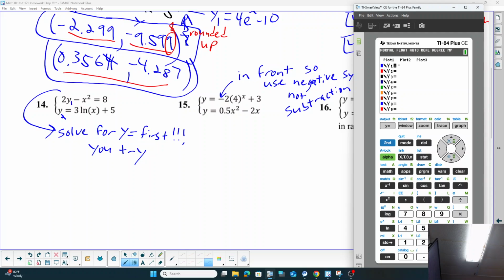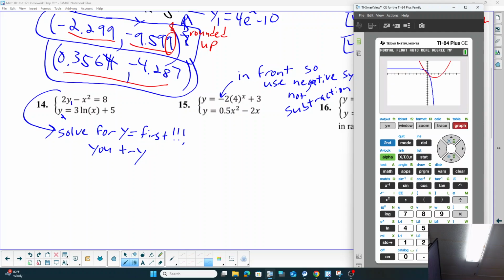So we're going to go negative 2, parentheses, 4 to the x power, right arrow plus 3, down arrow, we have a 0.5 times, I'll do parentheses just in case, x to the squared power, and then minus 2x. Okay, give it a try.